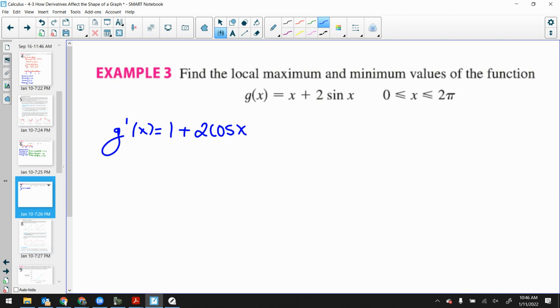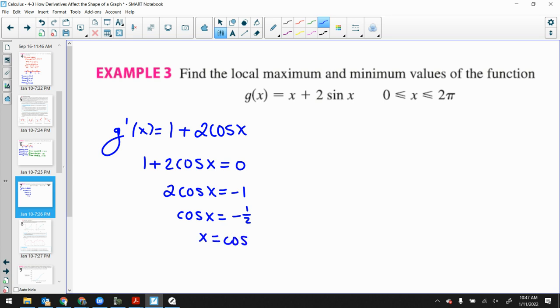Well, then we have to look at where the zeros are. 1 plus 2 cosine x is equal to 0, right? I have to see where the critical points are. Subtract the 1: 2 cosine x is equal to negative 1. I divide by 2: cosine x is equal to negative 1/2. That means x is equal to inverse cosine of negative 1/2. So the question is, what angle gives us a cosine of negative 1/2?